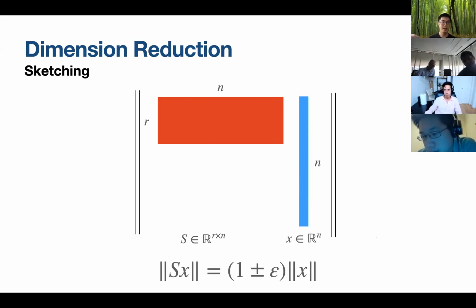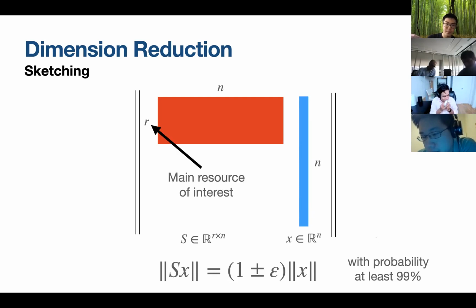And as I mentioned earlier, we often want to take this matrix S to be random. So I want this guarantee with probability at least 99%. So this is broadly the setting that we're going to be working in. And here again, R is the main resource of interest, where we want R to be as small as possible while still preserving this guarantee that the norm of Sx is approximately the norm of x.